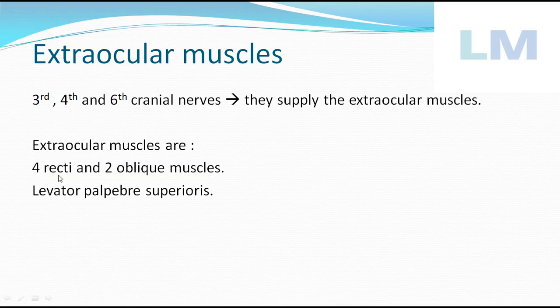The extraocular muscles are four recti, recta means straight muscles, and two obliques, which are oblique to the eyeball, and one muscle which is in the upper eyelid and elevates the upper eyelid. Palpebral means eyelid: levator palpebrae superioris. Superioris means upper, palpebral means eyelid, levator means it will elevate. So the third, fourth and sixth cranial nerves supply the extraocular muscles. Third is oculomotor, fourth is trochlear, sixth is abducent nerve.